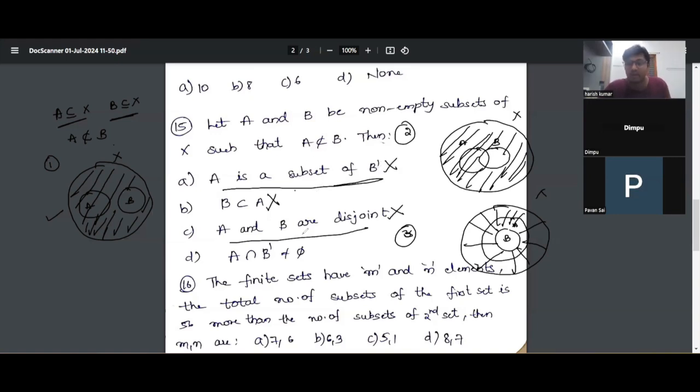Then I'll come to the final option. A intersection B complement is not equal to null set. That means there should be something common between A and B complement. In this, there is common. You know, this part is common. In this also, this part is common. And in this also, this part is common. That means this option is true in all the cases. So this is my answer, which is the right answer.